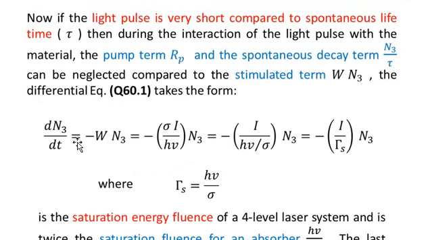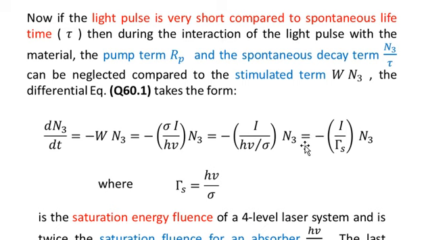For example, in the case of a light pulse with very short duration, we can write from the rate equation that dN3 over dt is equal to minus W times N3, where W is the stimulated emission transition rate. Substituting the value of W, we have minus sigma I over h nu multiplied by N3. We can also write this equivalently as I over h nu over sigma. This h nu over sigma can be replaced by gamma s.